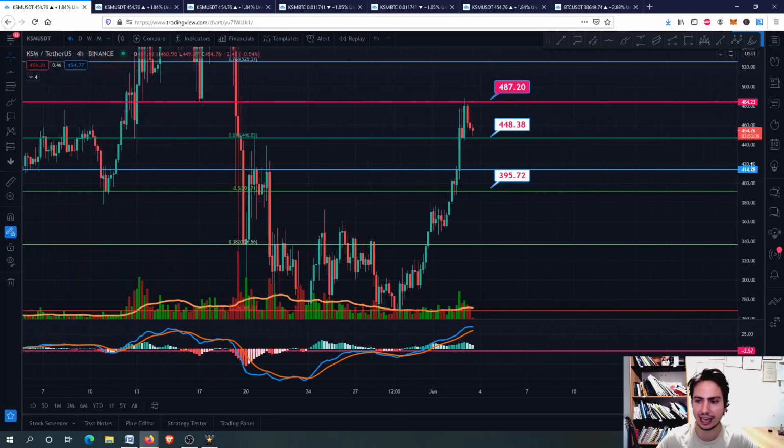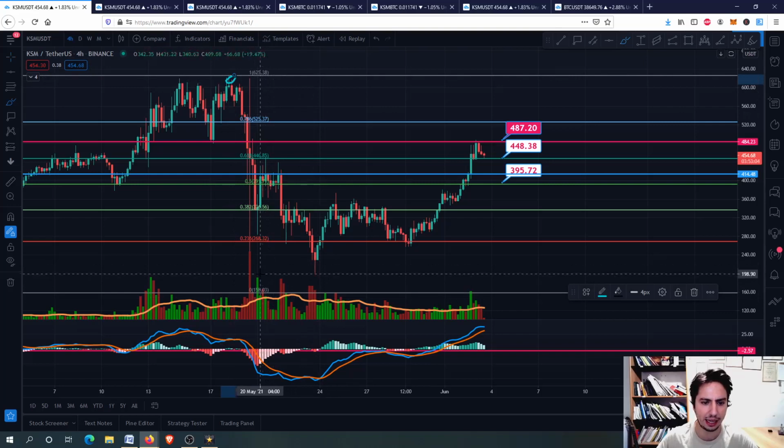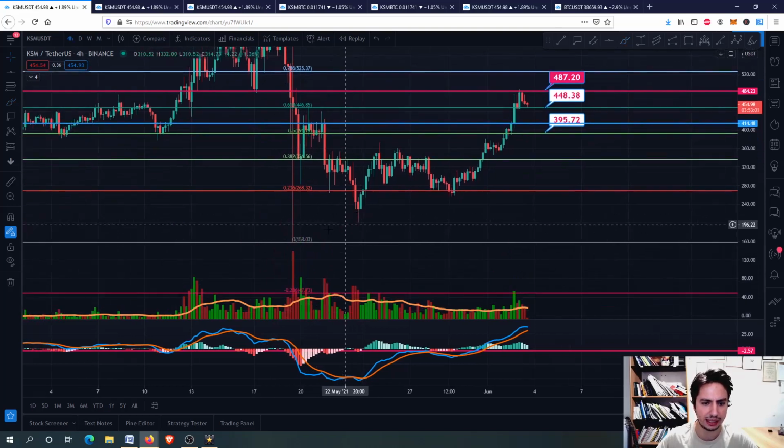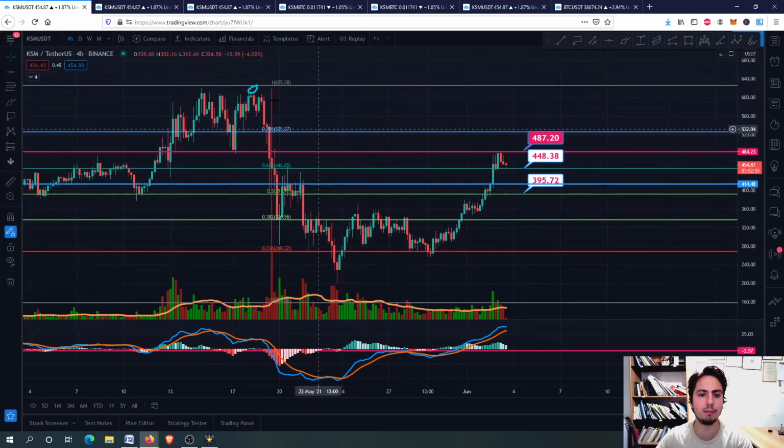So here we are, guys. I will zoom out a bit and you can see that I started my Fibonacci retracement up to this top right here, ending up to this bottom right here as well on 19th May. The reason is that I want to find important resistance levels as we moved upwards.